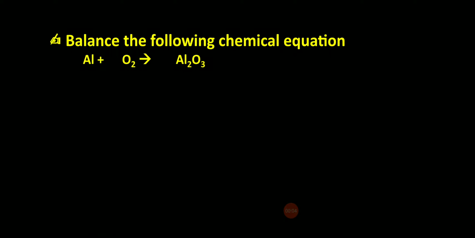I am Bhai Kumar Patel, and today we are going to discuss how to balance a chemical equation. Okay friends, let's start. Here one example is given. Aluminium plus oxygen: aluminium oxide is formed during the reaction between aluminium and oxygen.